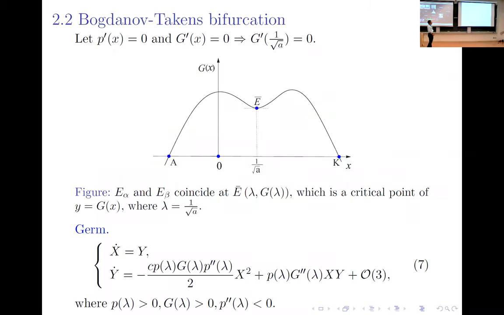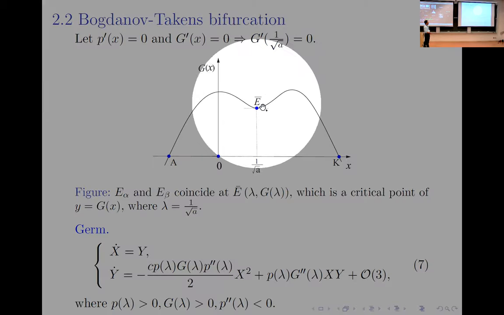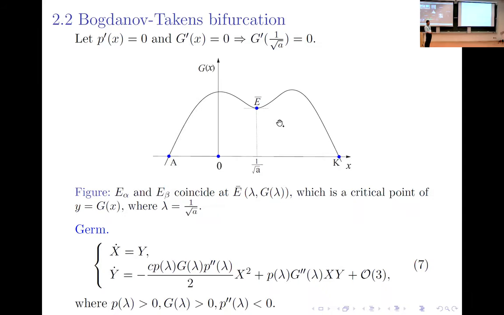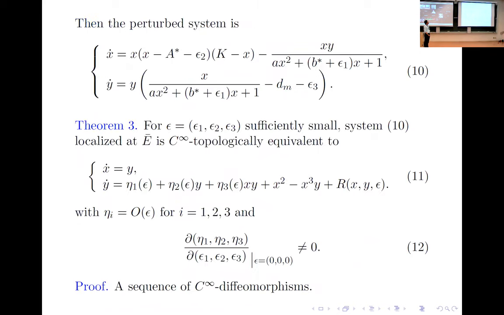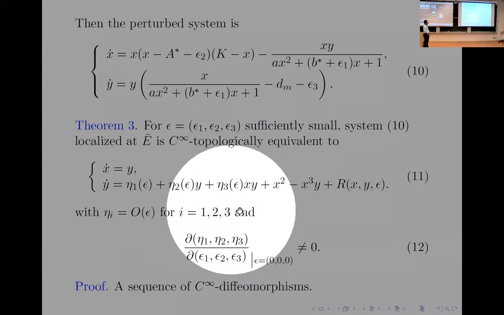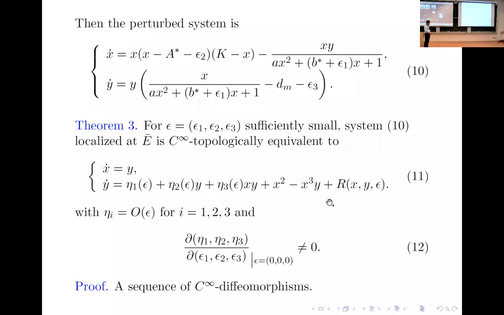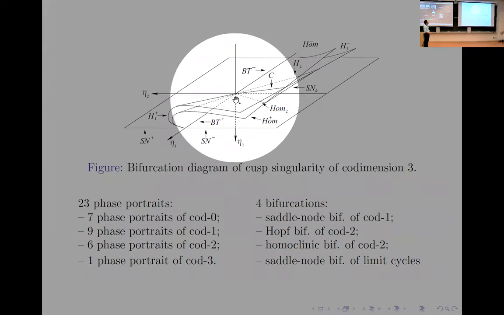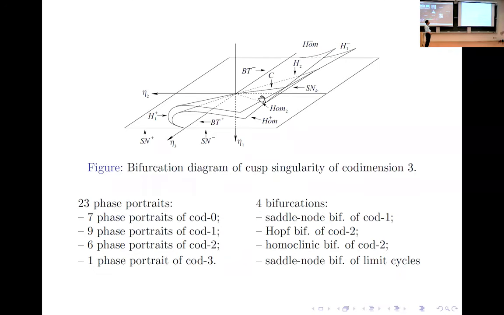Now, for the Bogdanov-Takens bifurcation, I'm going to skip that part. Actually, this is the case when we have E alpha and E beta coalescing at a single point, that is E bar. So for this equilibrium E bar, it will be a cusp point. The order of the cusp point could be 2 or 3. Now we develop an unfolding around that cusp point. Okay, so this is the codimension 3 Bogdanov-Takens bifurcation. A consequence of this bifurcation is that in a small neighborhood of the origin here, we will have two limit cycles. Okay? And we will have homoclinic loops.